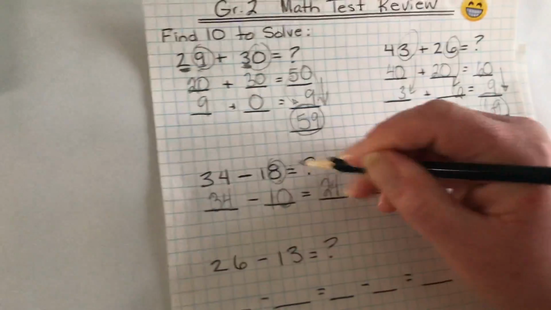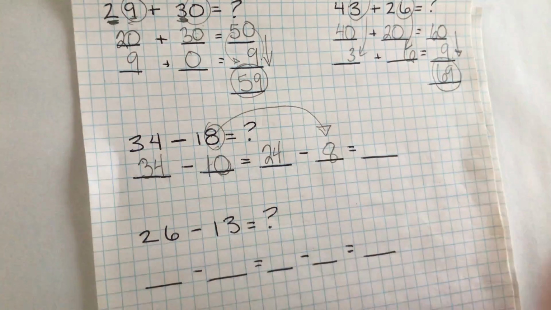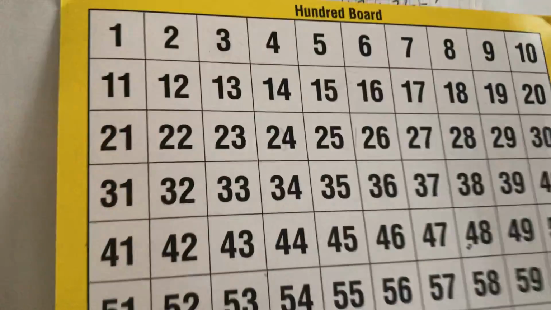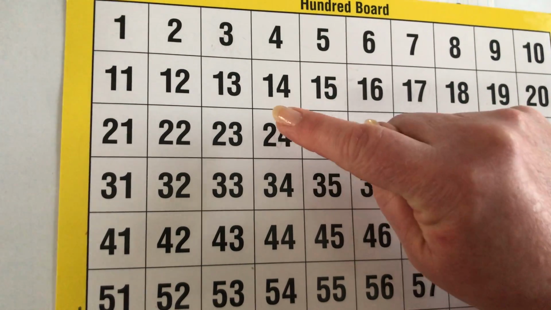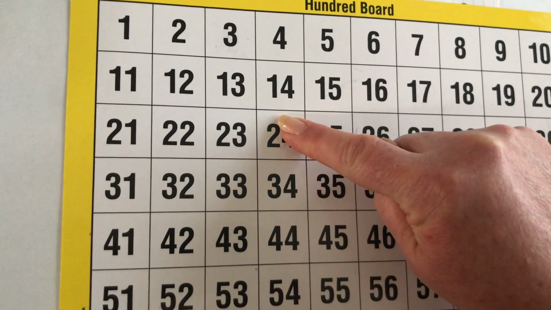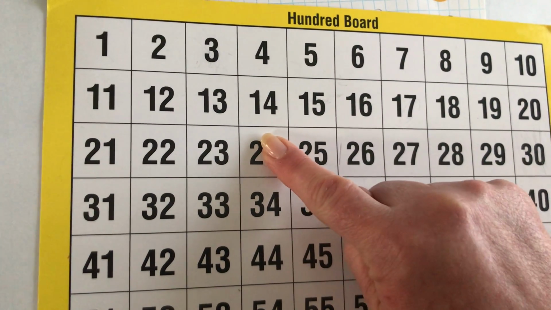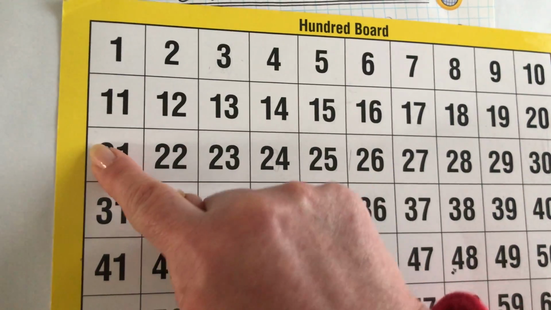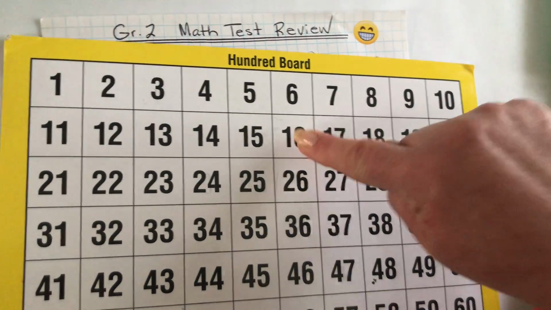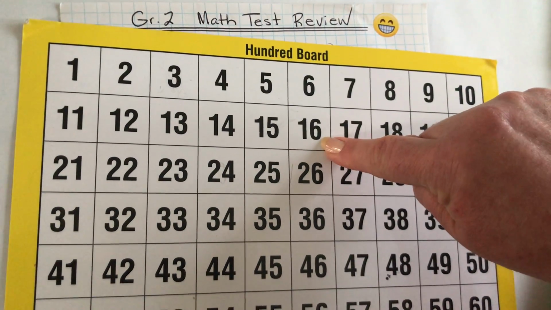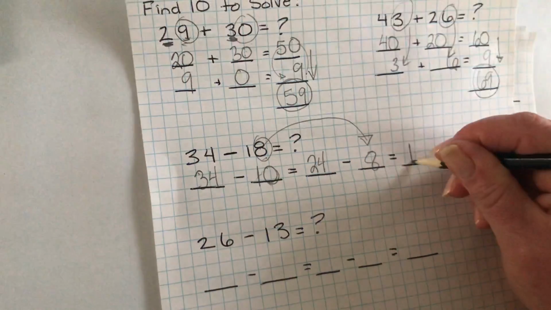But now let's not forget, we still have to take away the 8. So let's see what happens. So we had 34 minus 10 was 24. And now we still have to take away 8. So let's go backwards 8 blocks. 1, 2, 3, 4, 5, 6, 7, 8. And did you land on 16 for that? Because that's going to be our answer.